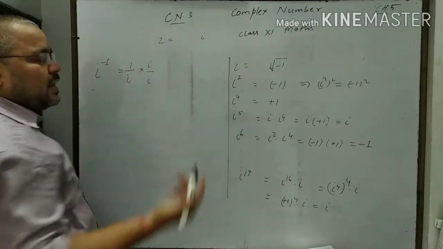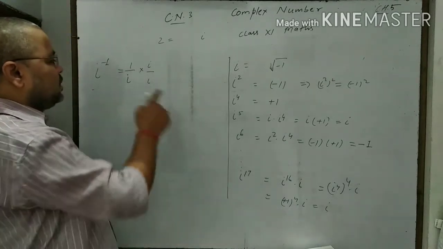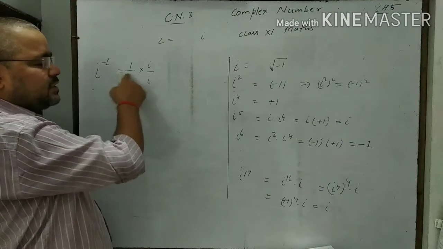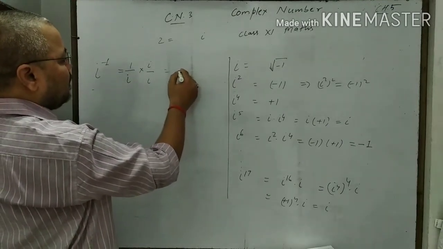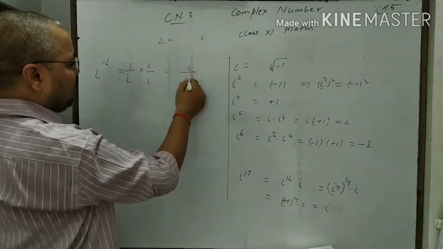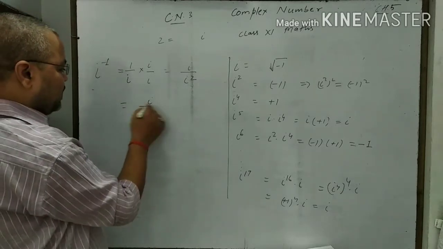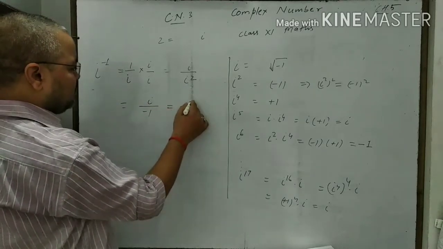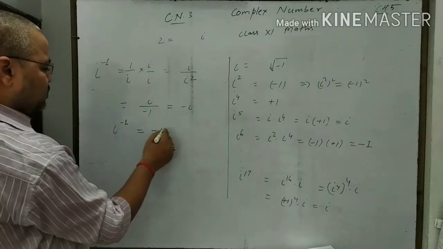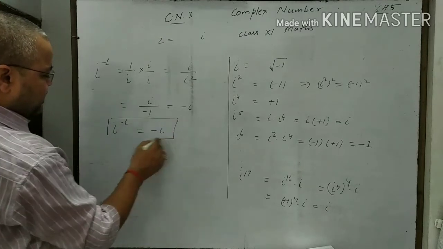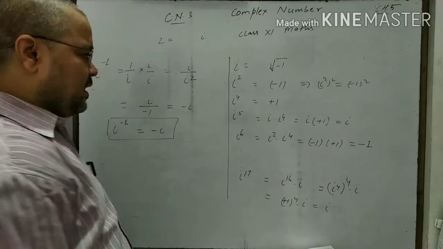We do not want to put a complex value here in the denominator. Multiplying, its value will be i upon i square, and you know i square means minus 1. Here i upon minus 1, finally the value will be minus i. It means i raised to the power minus 1 is equal to minus i.